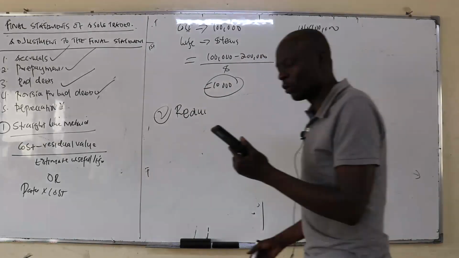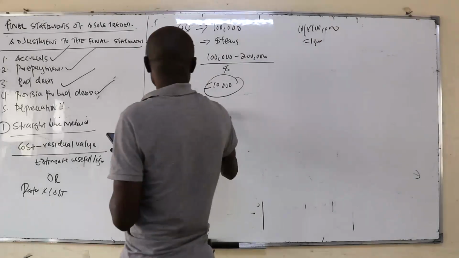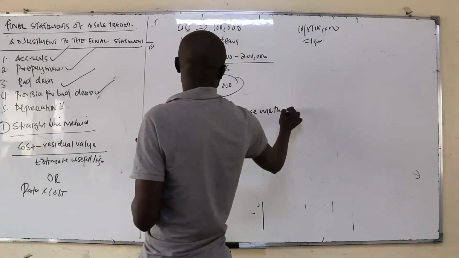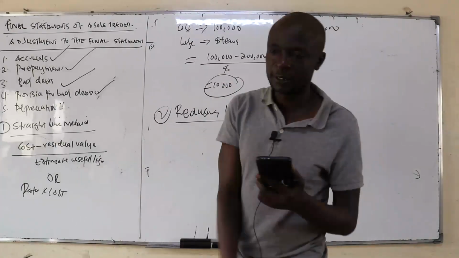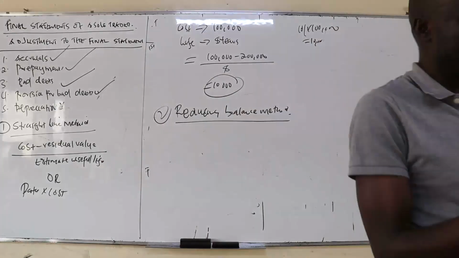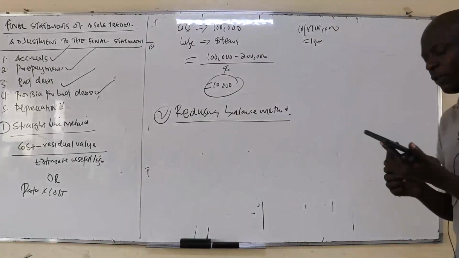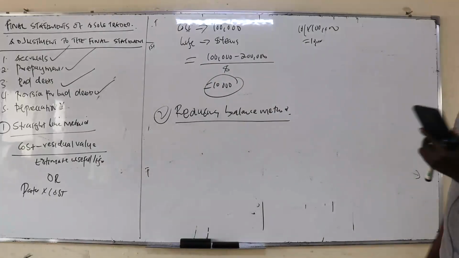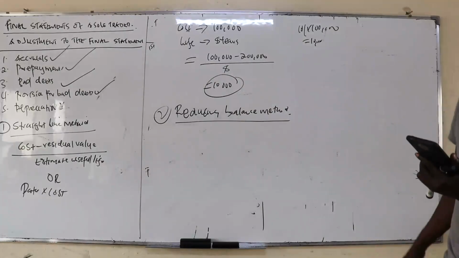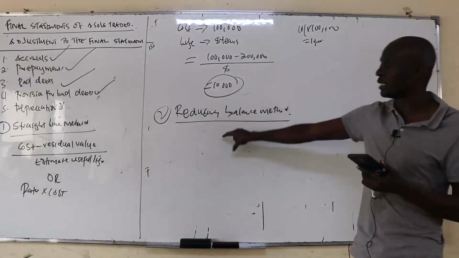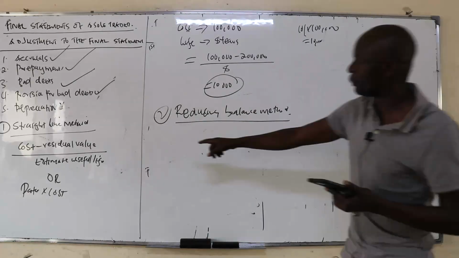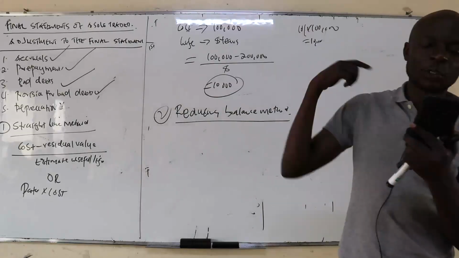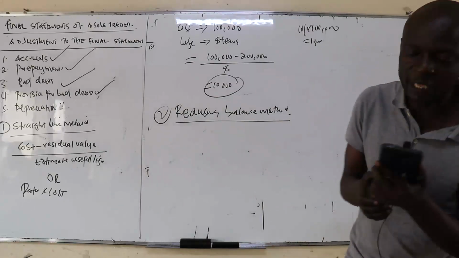So now the number 2 method of calculating depreciation is called the reducing balance method. Here the firm determines a fixed percentage rate that is applied on the cost of the asset during the first period. The same rate is applied in the subsequent financial period, but the rate is applied on the reduced value of the asset.